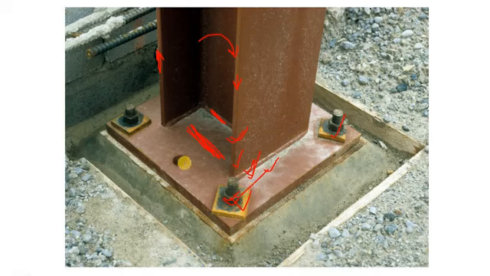Suppose the bolts were in this region, or in between the flanges. In that case, the push-pull of the column could not transfer to the soil through this bolt, and this base connection would at that time be called a shear connected base.